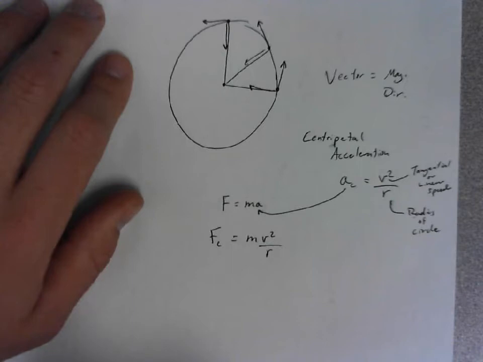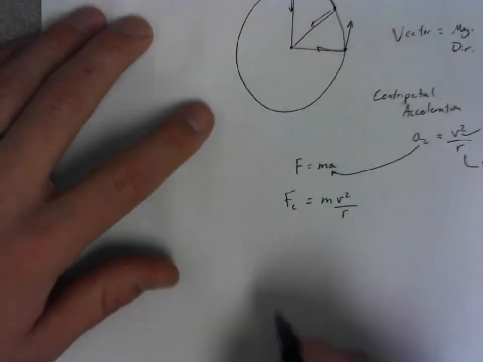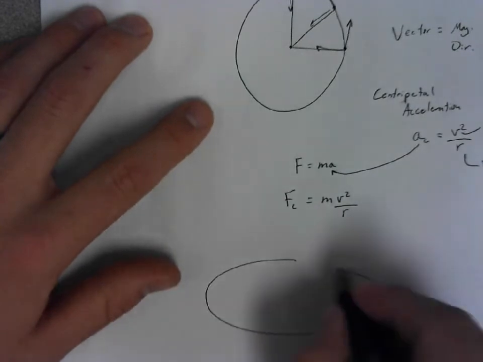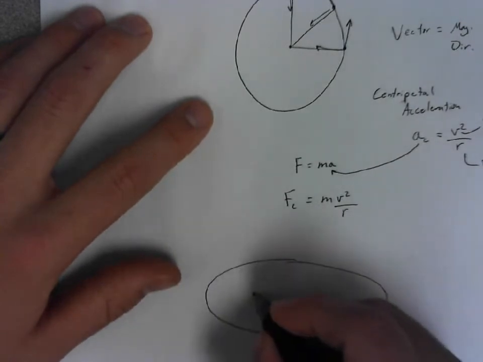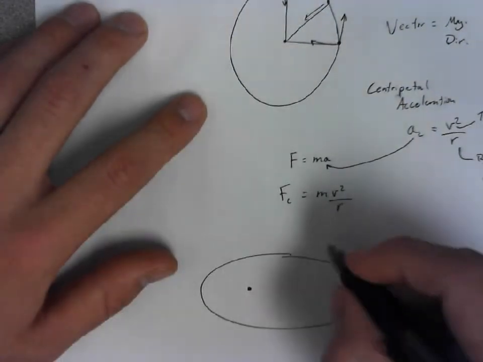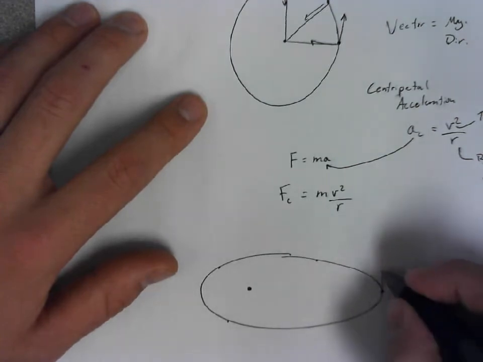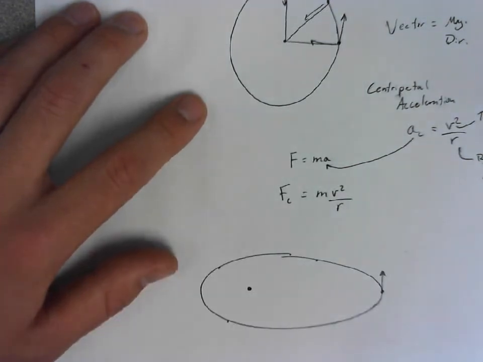Right. Another good example is, let's say you have an ellipse, okay, and we've got the sun right here, and the Earth over here, and it travels around, and it's cruising, and it's got its tangential velocities and so forth, okay.